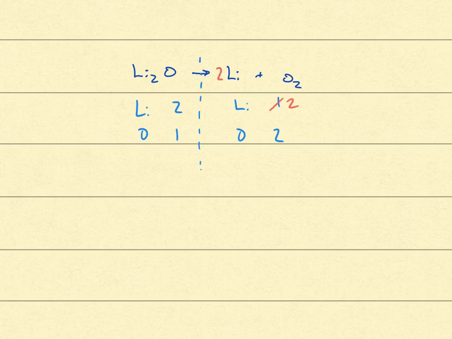Remember, doubling the lithium doesn't double the oxygen because these 2 elements are separated by a plus sign. And so it only doubles the one of the two products here. Now I got to go and double my oxygen. And in order to do this, I have to double this molecule. So that turns oxygen to 2 and lithium to 4.